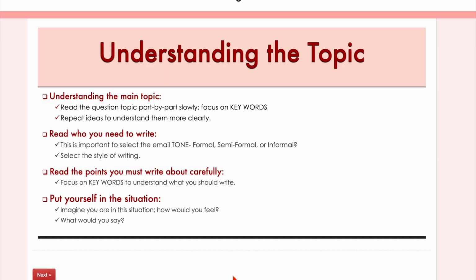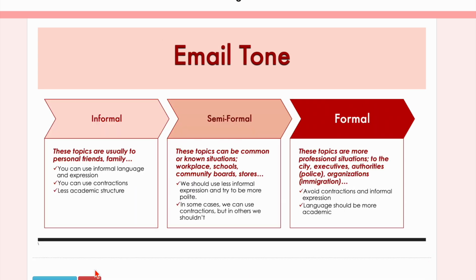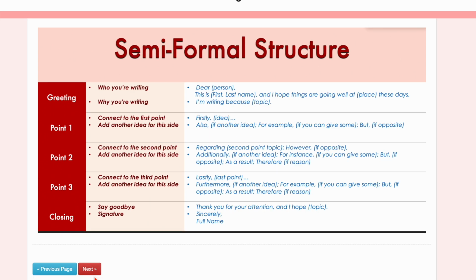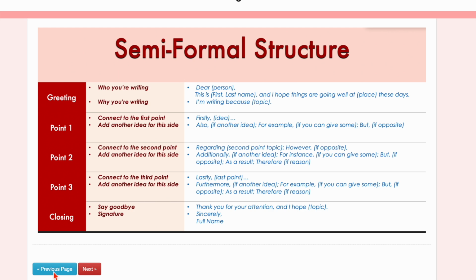The guide shows you about understanding the topic, the factors which influence your score in writing: ideas, vocabulary, the structure, sentence construction and grammar, and providing a complete response. Very important is email tone. Are we going to write an informal email, a semi-formal email, or a formal email? And then we have the structure that we can use for each one: informal structure, semi-formal structure, and a formal structure. So let's get started with today's analysis.